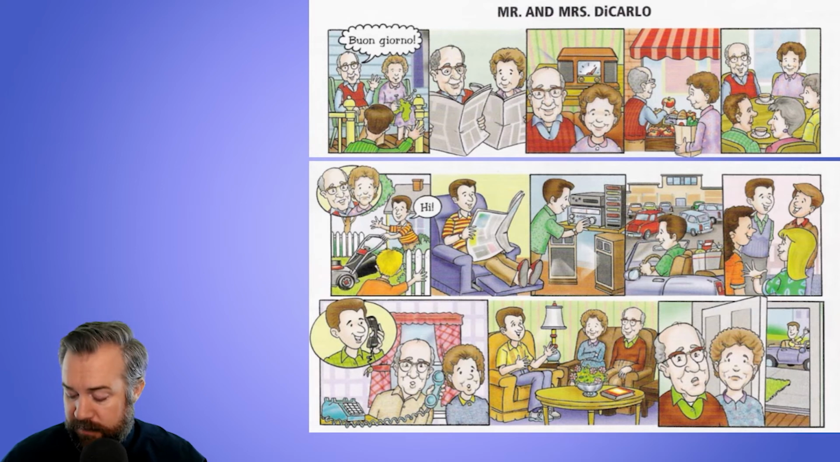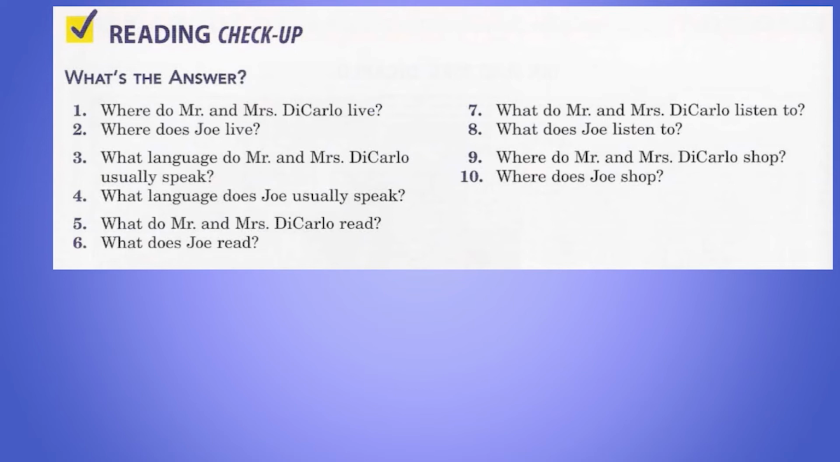Okay, let's move on then to page 84. The first activity is the reading checkup. What's the answer? Number 1. Where do Mr. and Mrs. Dicarlo live? They live in a small Italian neighborhood in New York City. Number 2. Where does Joe live? He lives in a suburb outside of the city.